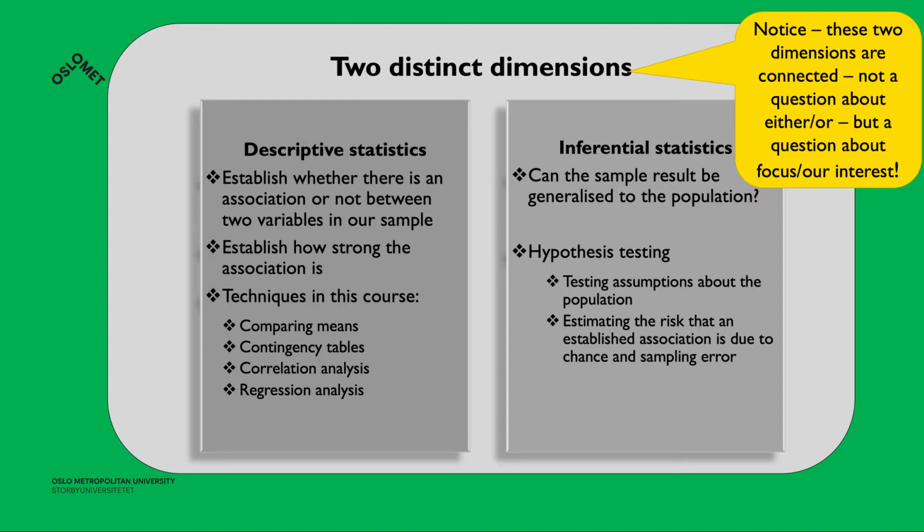And then you have inferential statistics, which is really the question: can a sample result be generalized to the population? If that is our focus, we use hypothesis testing, and we are testing assumptions about the population, and we're estimating the risk that an established association is due to chance or sampling error. And of course, often when we want to establish whether there is an association or not, and how strong that association is, we also want to test whether we can generalize this to the population. So these two dimensions are connected, but when we make this distinction, it's really a question about focus.